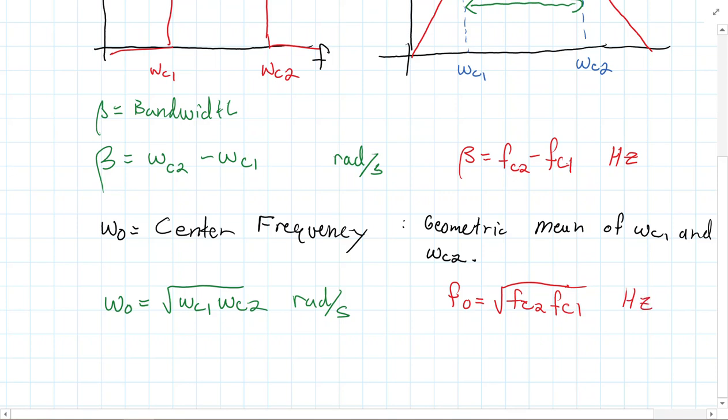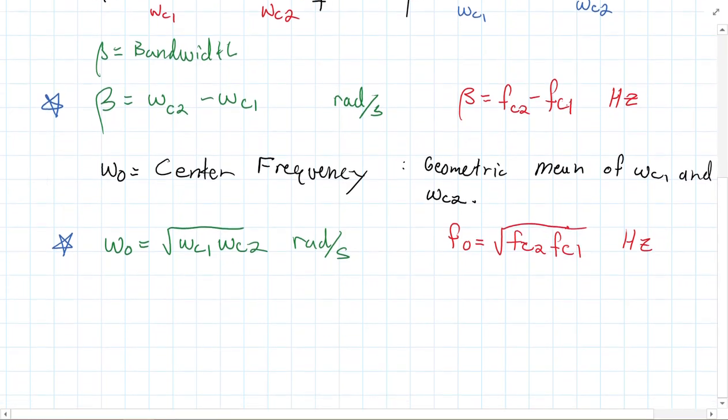Okay, so I'm going to start starring some of the equations here. So this is an important equation. This is an important equation. And then we have one other thing here. We have something that's called the quality factor. And we call this Q.